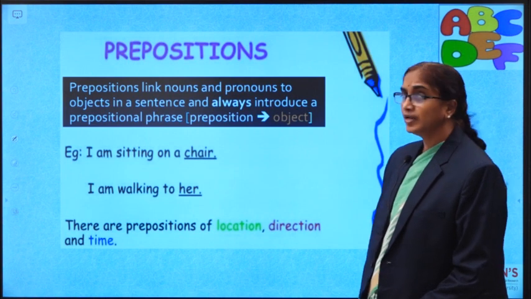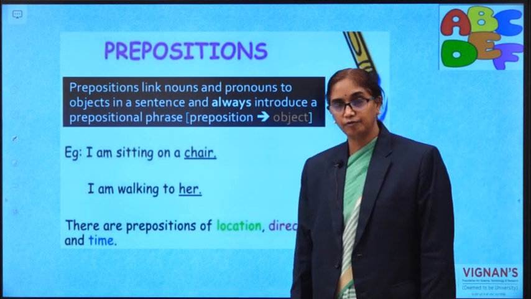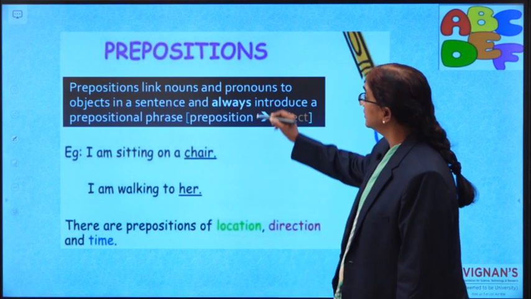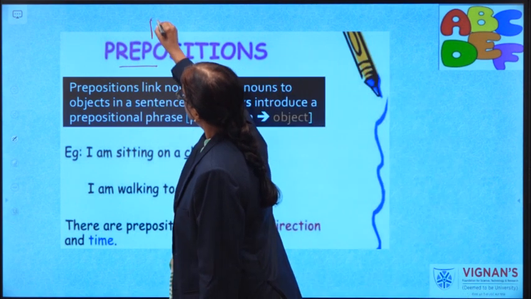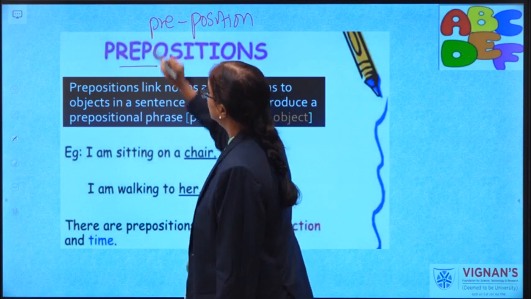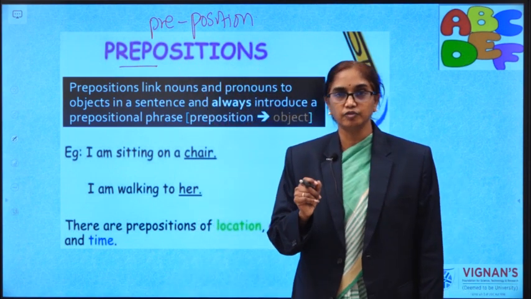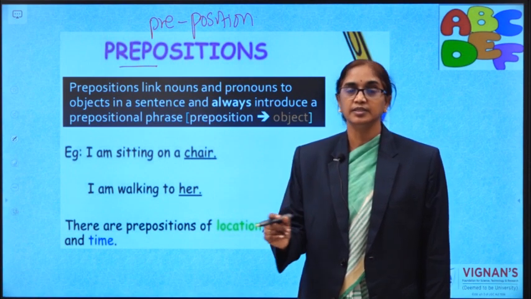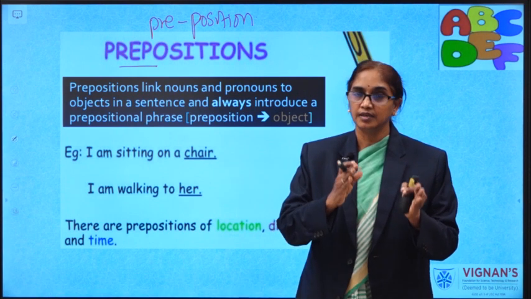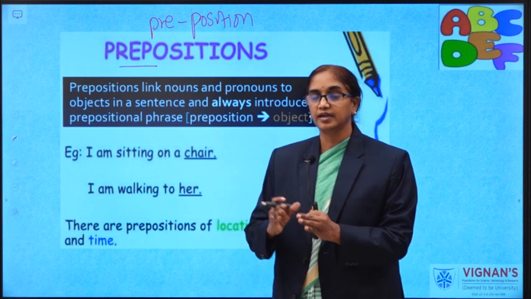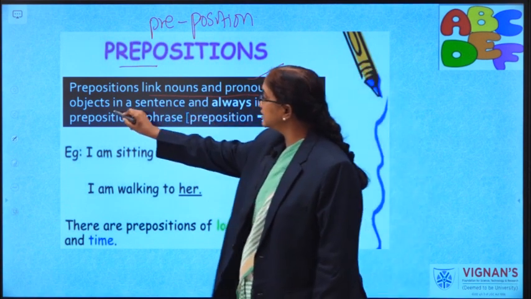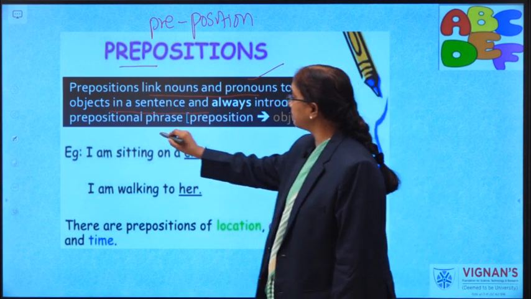So, now let us take up the next topic for our discussion, that is prepositions. So, what are prepositions? As you can see, the word preposition has two parts to it, pre and position. So, prepositions are that part of speech or those words which are positioned before an object. So, they tell you the relationship of the noun in relation to the object. So, they convey the position. So, prepositions link nouns and pronouns to objects in a sentence and always introduce a prepositional phrase.